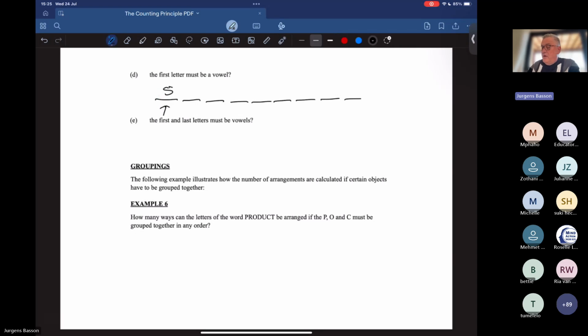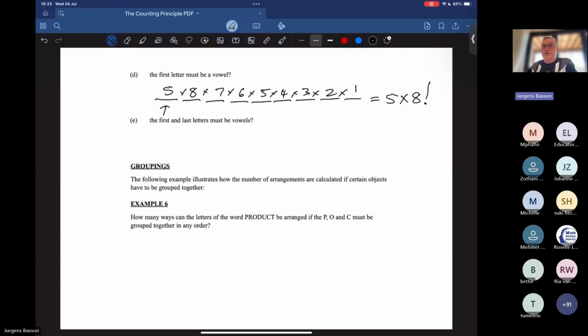Let's put the pen on. That will be 5. Any one of the 5 vowels can be in first position, but there's no repetition. So that means we've got 8 now left. So if we start in position 2, we've got 8, 7, 6, 5, 4, 3, 2, and 1. And when I multiply, this gives us 5 times 8 factorial.